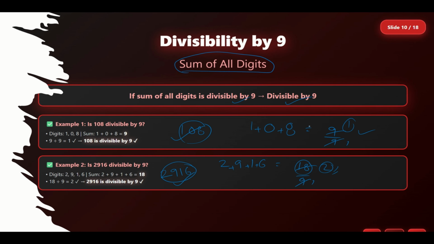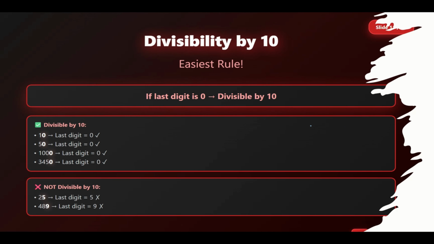Perfect? Alright, now let's get into another super simple rule, which is divisibility by 10. And this is the easiest rule in the entire video. For divisibility by 10, the last digit must be 0. That's it. Nothing else. 10, yes, it has 0. 50, yes, it has 0. 1000, yes, it has 0. But 25, no, because it doesn't end in 0. Too easy, right? Moving on.